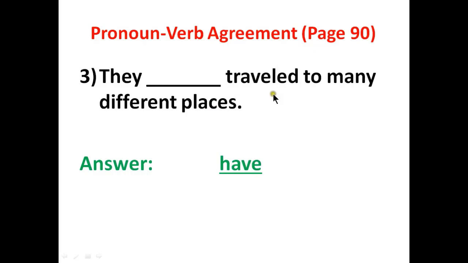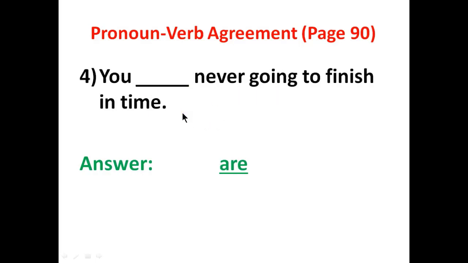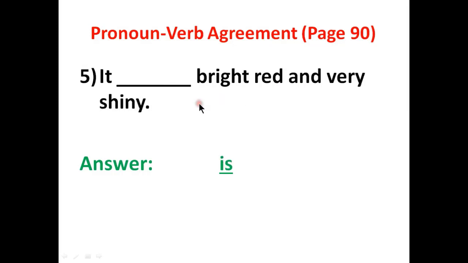Number 3. They have traveled to many different places. Yes, my dear students. You will say they have traveled to many different places. Number 4. You are never going to finish in time. You will say you are never going to finish in time. Number 5. It dash bright red and very shiny. It is bright red and very shiny. That is how you will complete the answer. Only the word is the answer for number 5.